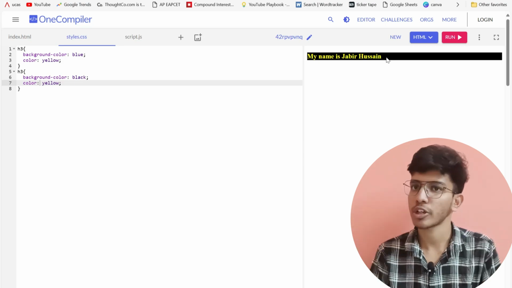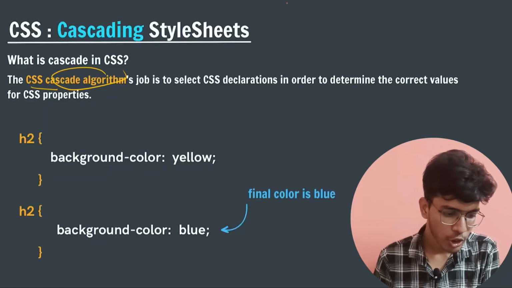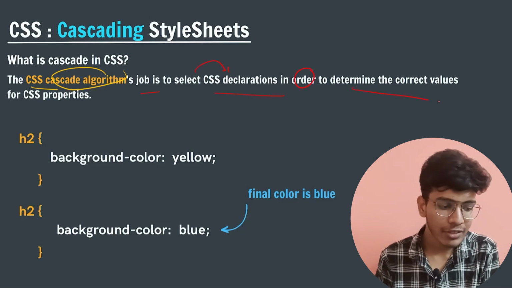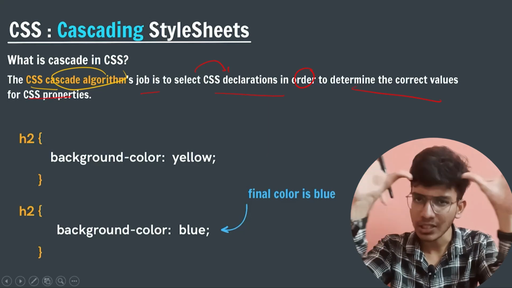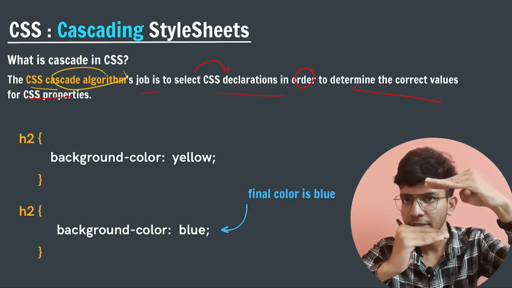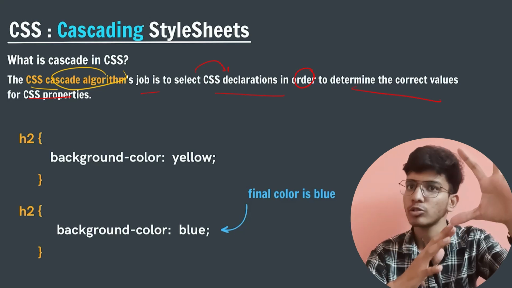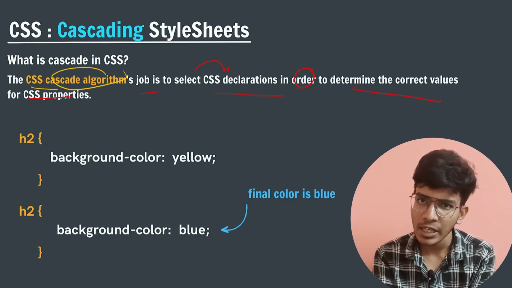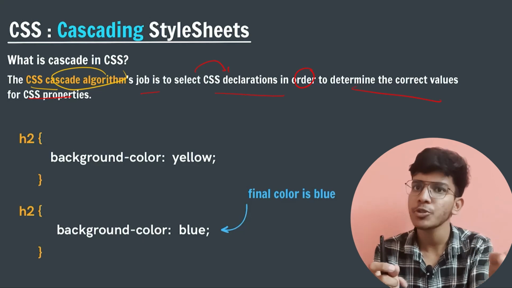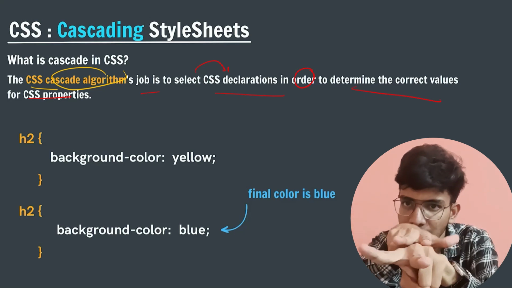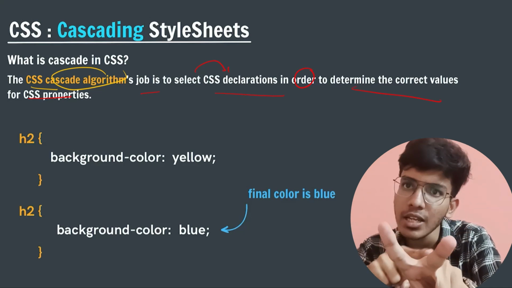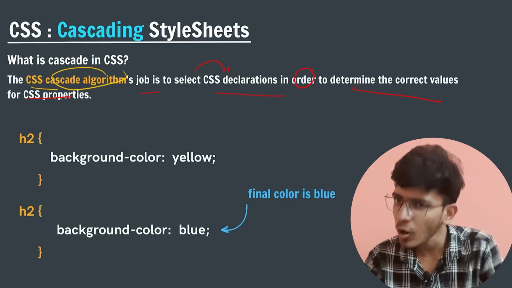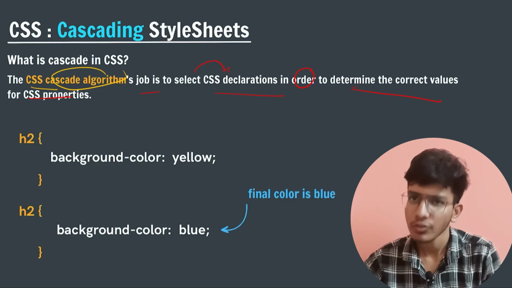I hope you have understood. The job of the cascade is to select the CSS declaration in order to determine the correct values of CSS properties. So in the example I have shown you, I have given two different stylings, two different values, for the same element. Now here comes the dilemma, right? If there is no cascade algorithm, then CSS will not understand which one to choose. For the same element I am giving two stylings, and if there was no cascade algorithm, then CSS would not get applied to your element.